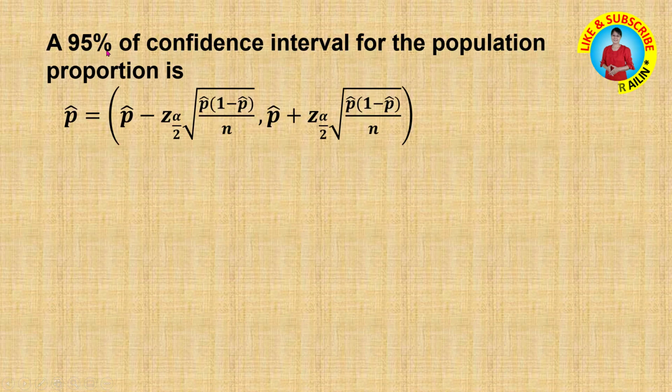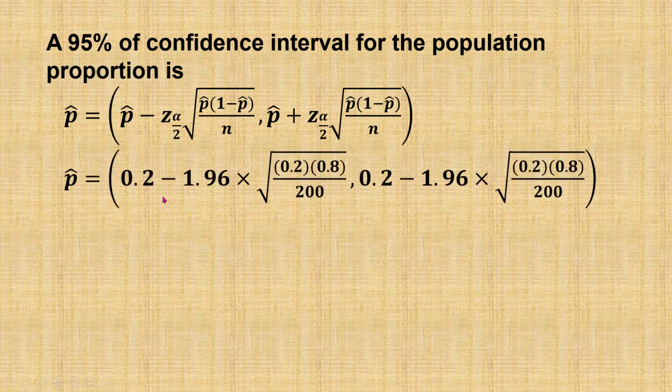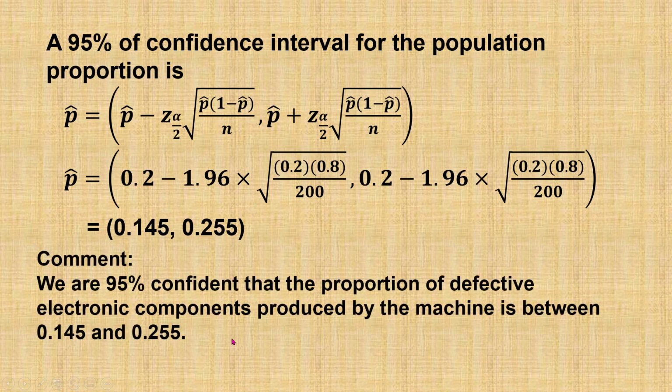Now, to find the 95% confidence interval for the population proportion, we are going to substitute all the values that we have. That is, p hat is 0.2, z is 1.96, p hat is 0.2, 1 minus p hat is 0.8, n is 200. Then when I calculate, the confidence interval is from 0.145 to 0.255.